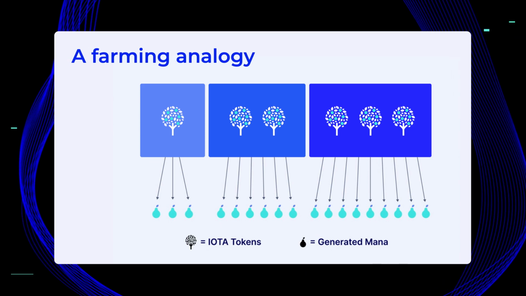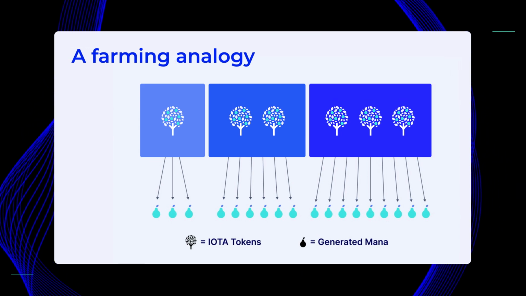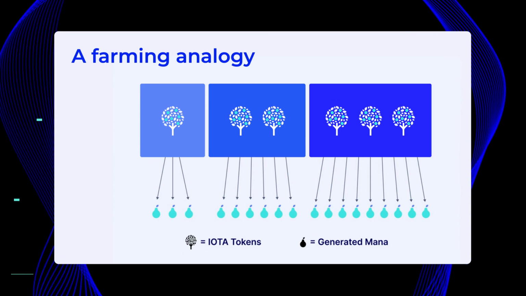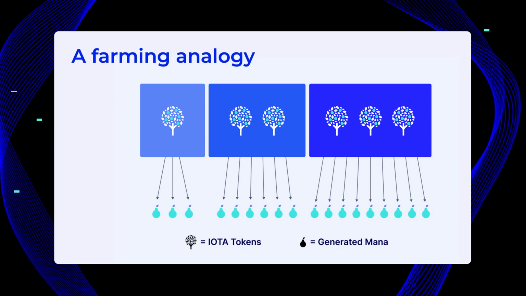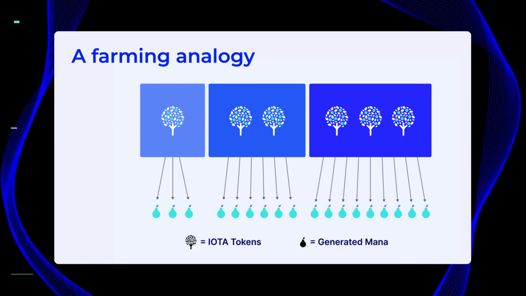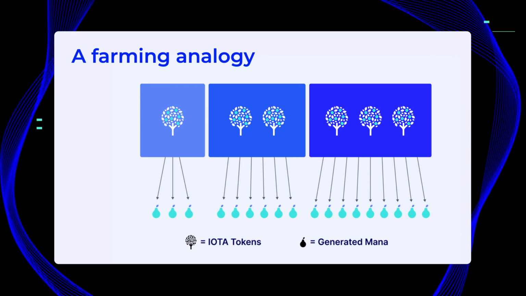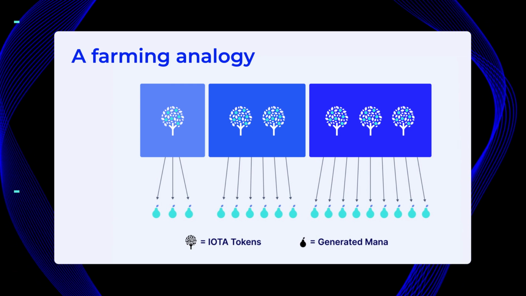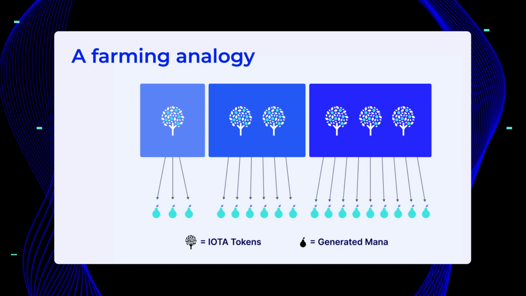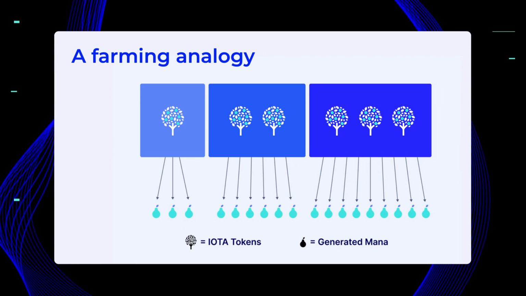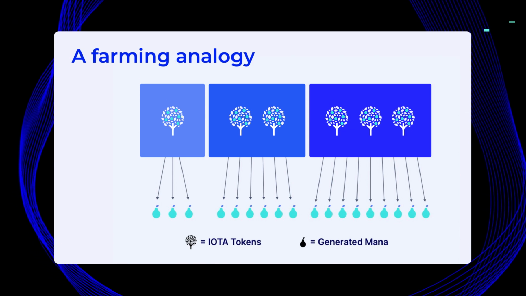We sometimes use a farming analogy where the IOTA tokens are like the land someone can own to grow trees. The more land you have, the more trees you can grow. The more trees you grow, the more fruits you can harvest. In this analogy, mana will be like the collected fruits. So we can have fast acceptance and confirmation of blocks.